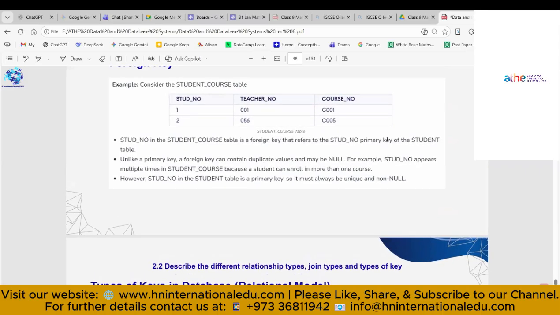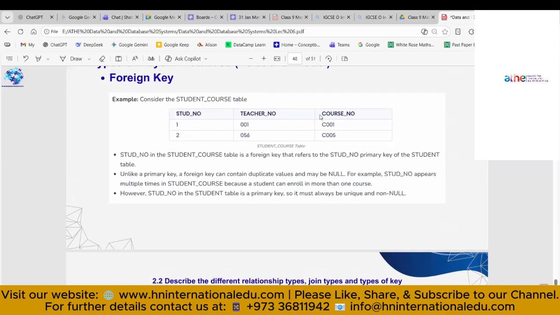And this student_course table is basically the table in which you have the foreign keys. This is a foreign key that refers to the student_number, the primary key of the student table. The teacher_number is acting as a foreign key from the teacher table, and similarly the course_number from the course table. So these are basically acting as foreign keys in the student_course table.